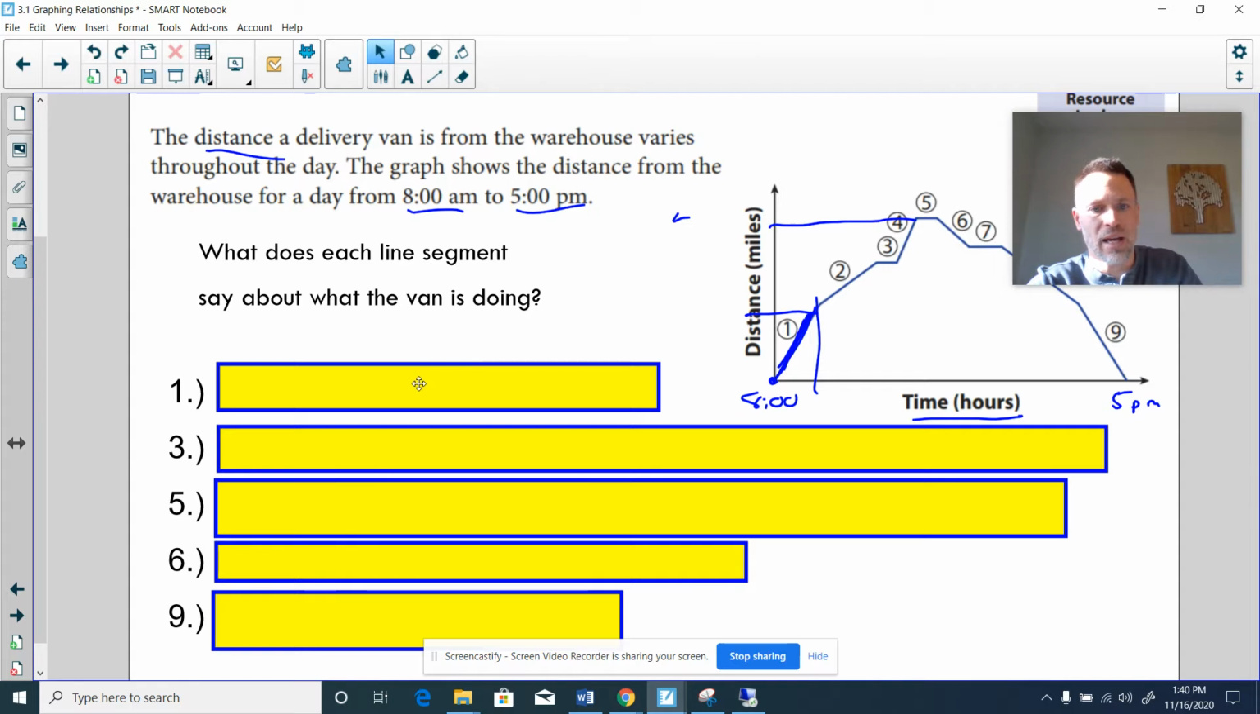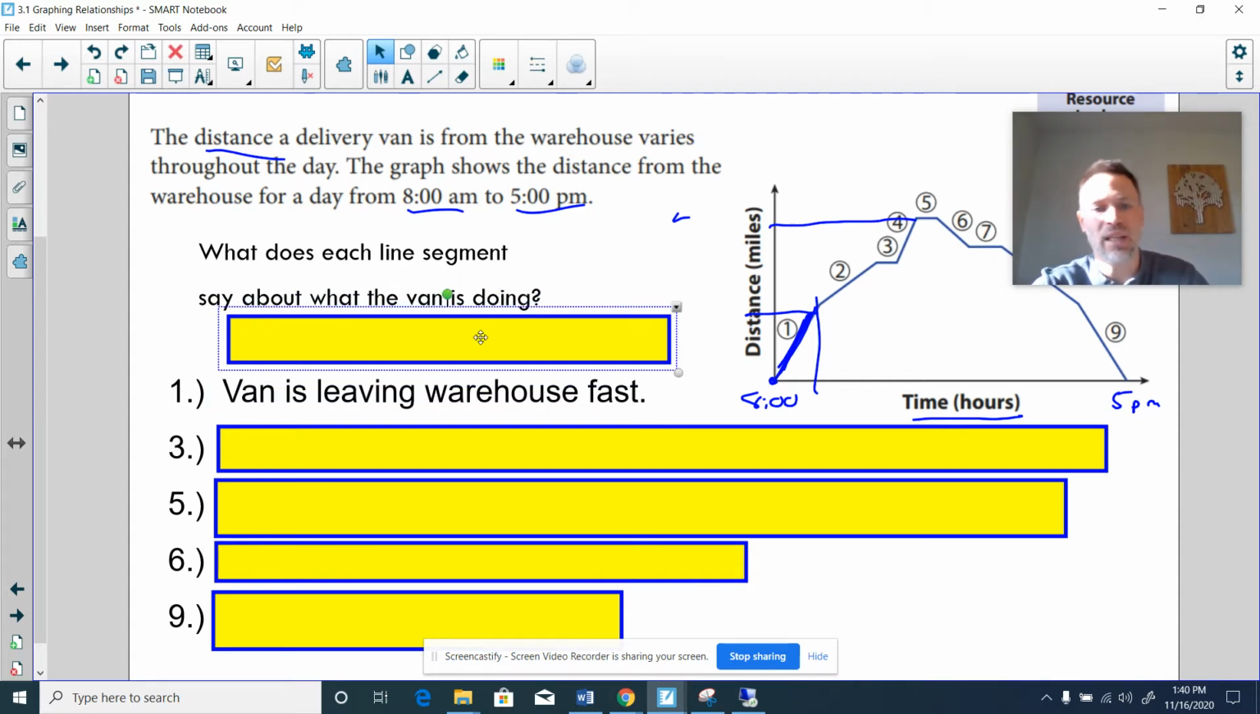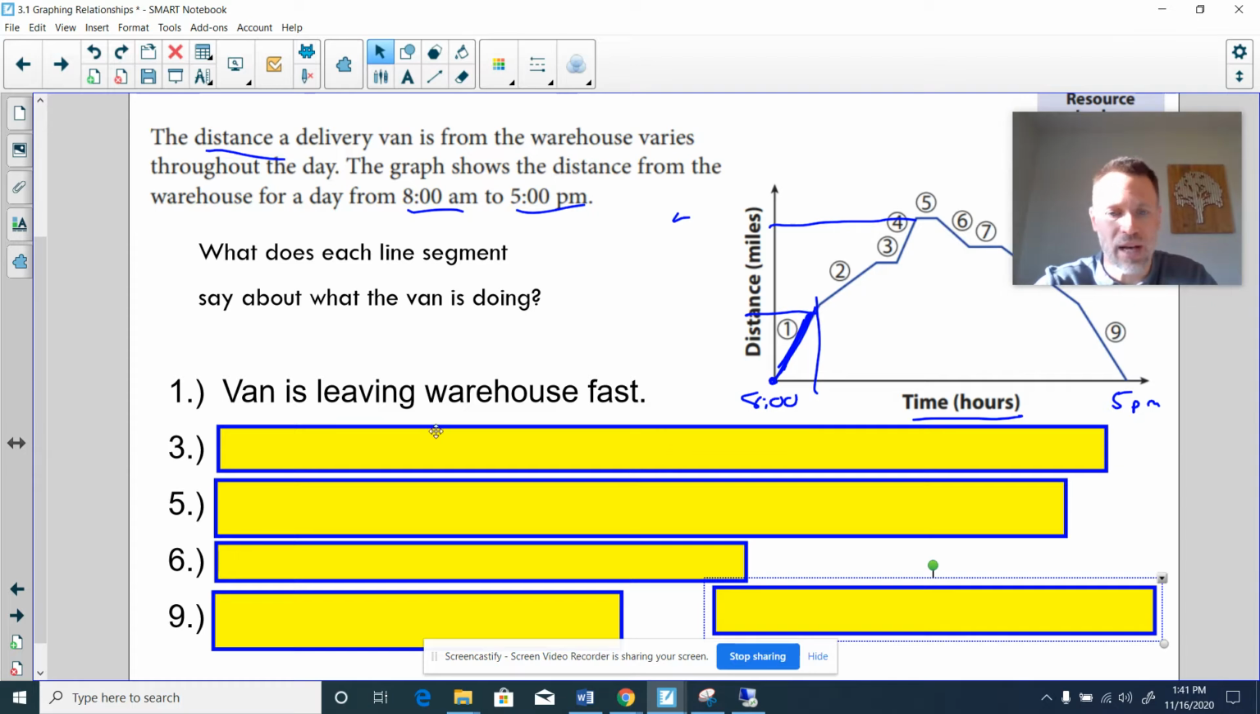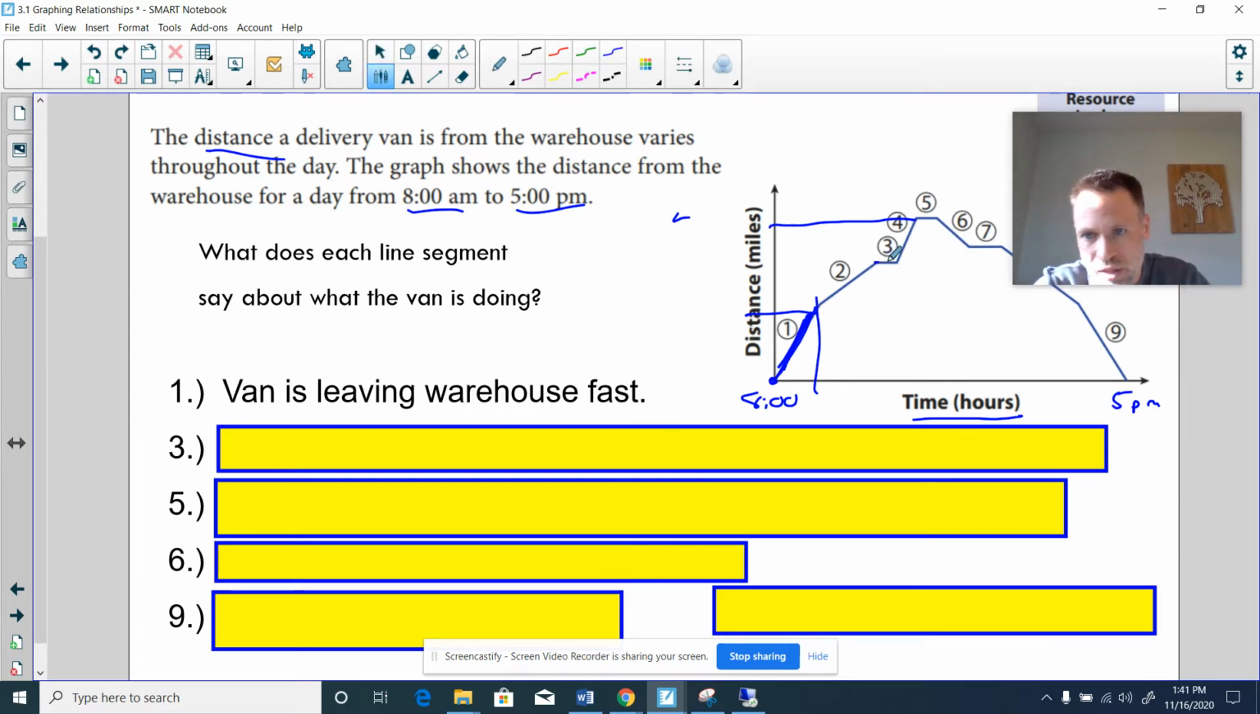So what I said is that we have the van leaving the warehouse, and that's kind of a steep line, right? So I would say that it's actually leaving fairly fast. So the van is leaving the warehouse fairly fast. All right, in the third segment, which is this flat piece, during that time period, there is no change, okay?